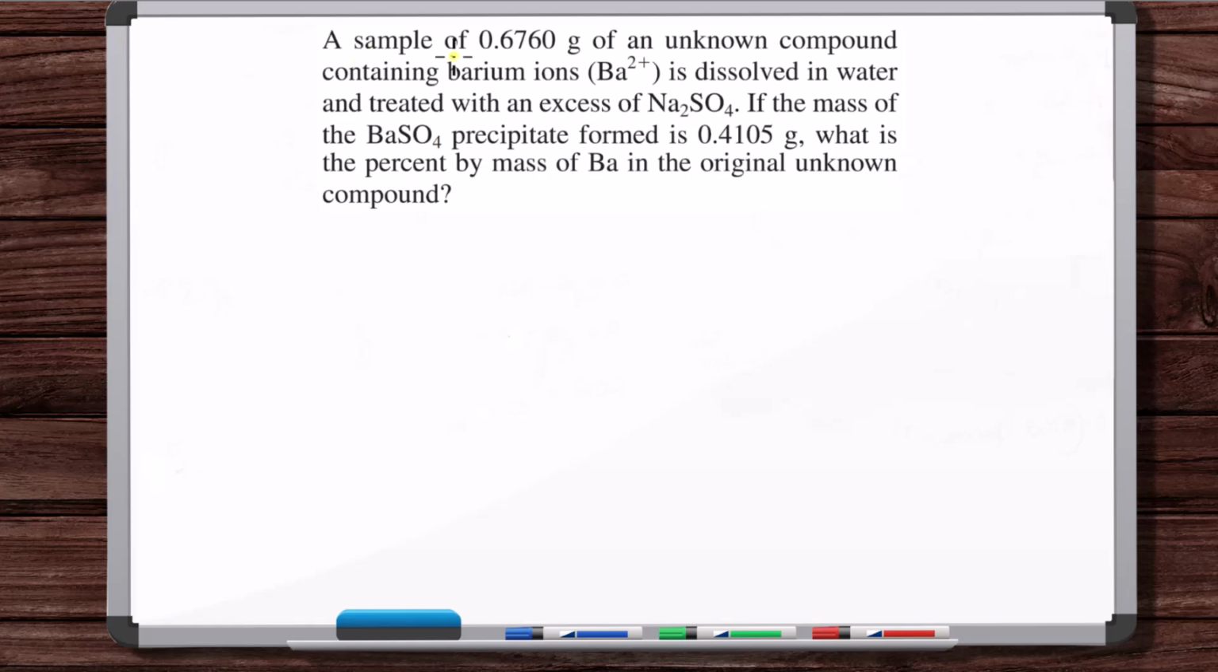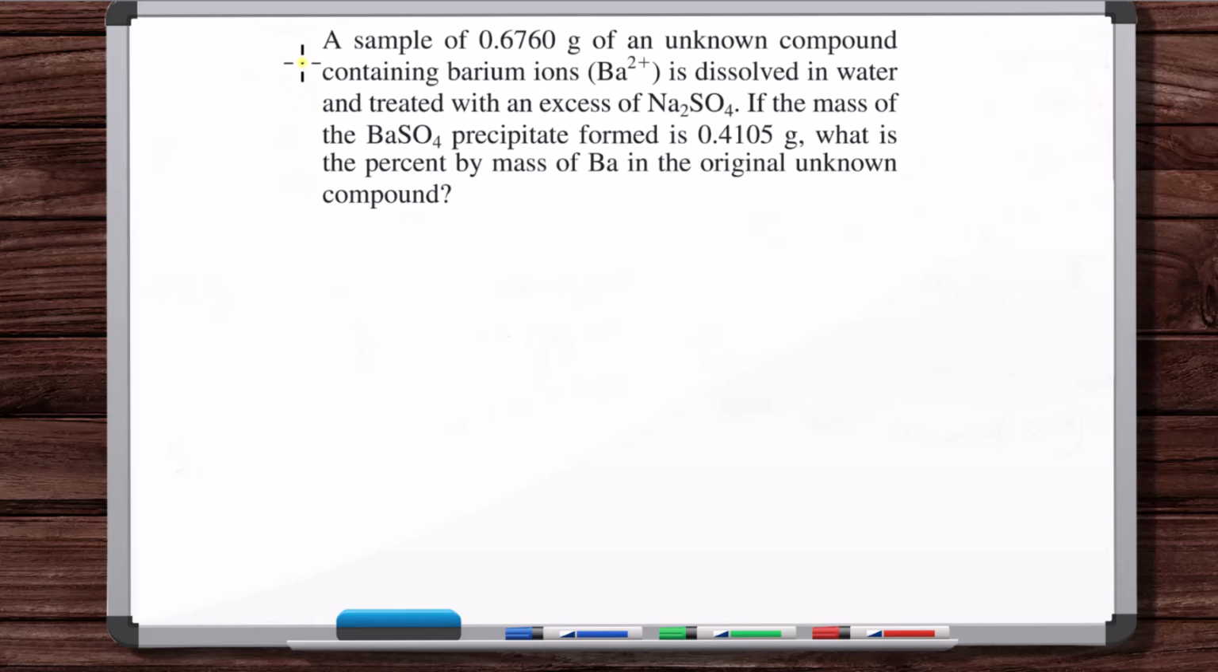Okay, a sample of 0.676 grams of an unknown compound containing barium 2+ ions is dissolved in water and treated with an excess of sodium sulfate. If the mass of the barium sulfate precipitate formed is 0.4105 grams, what is the percent by mass of barium in the original unknown compound?